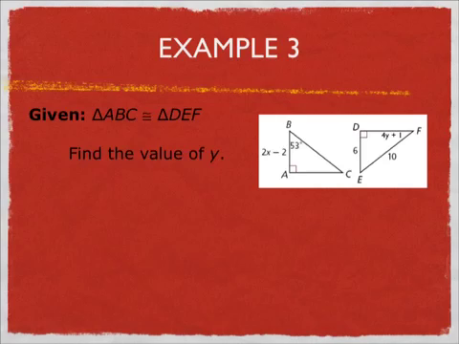2x minus 2 equals 6. Okay, but that's x. I want to find the value of y. Oh, never mind, I know. Go ahead. 2x minus 2 equals 4y plus 1.